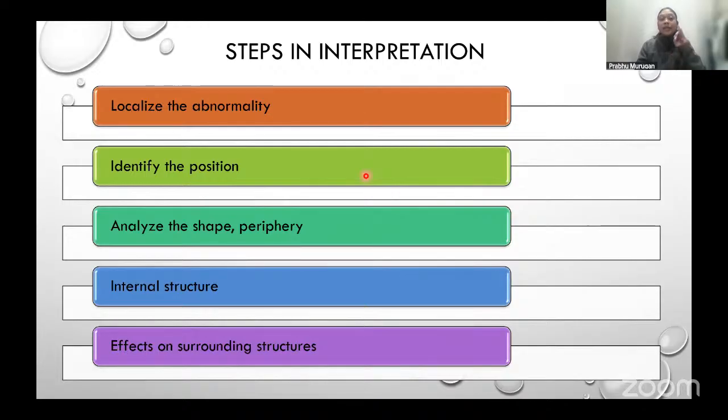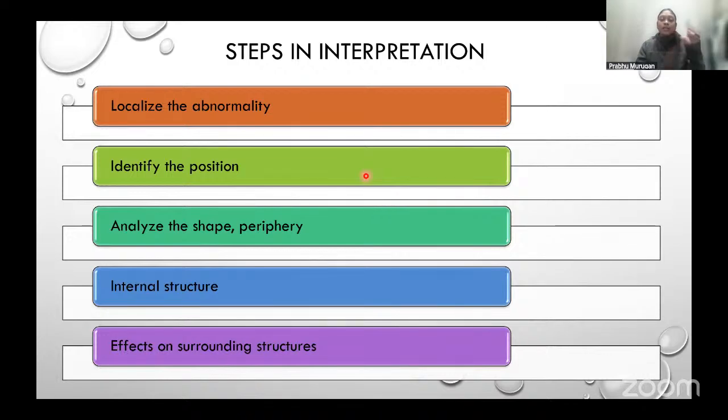Second thing is identifying the position. Identifying the position means again looking at the epicenter, from where it is coming. We should know if it is in the periapical region or the coronal region or involving the entire tooth. So identify the position of the lesion.